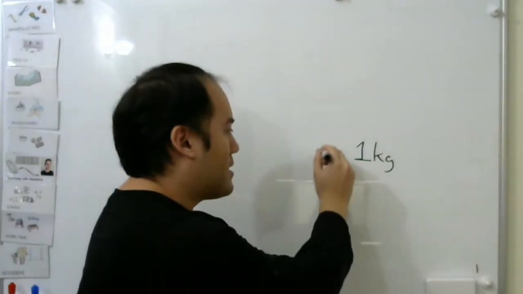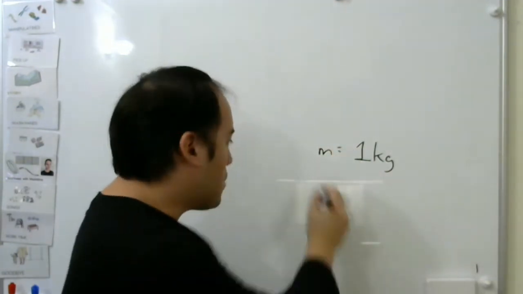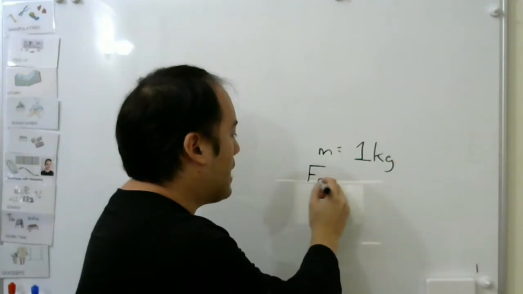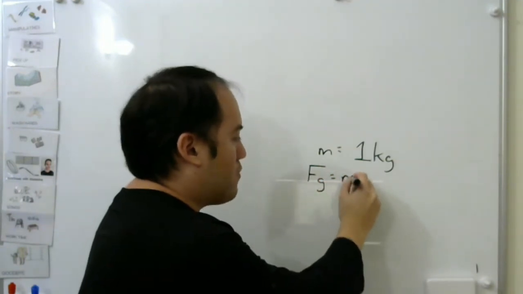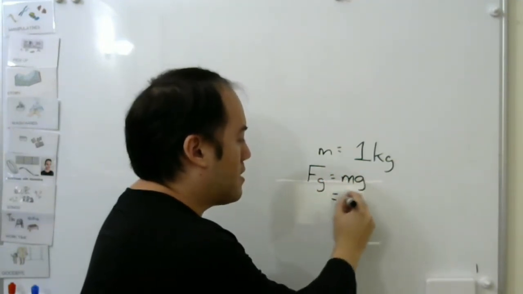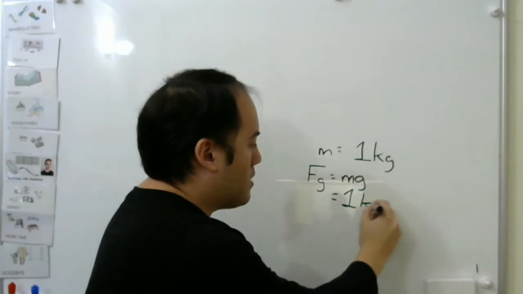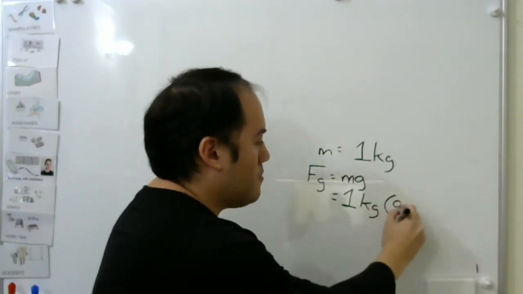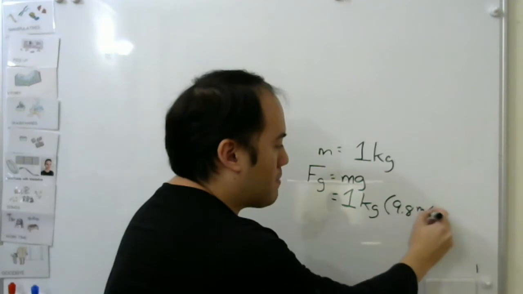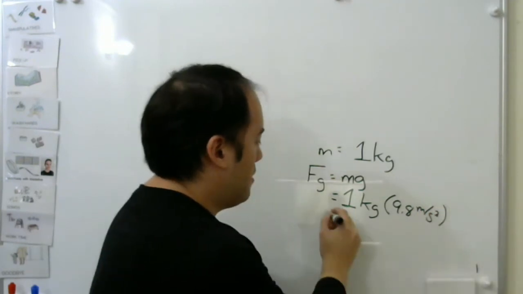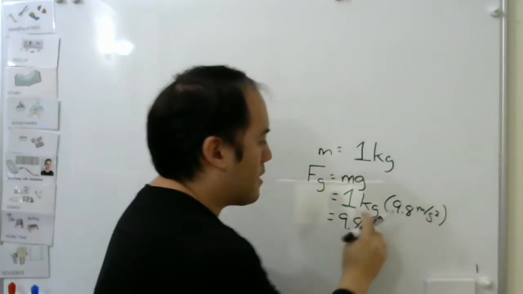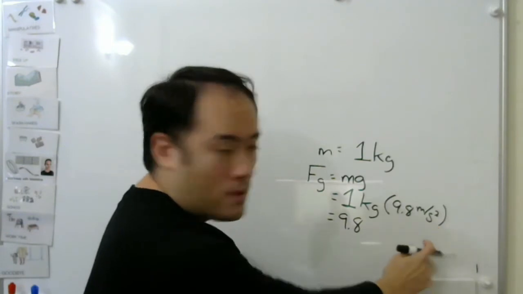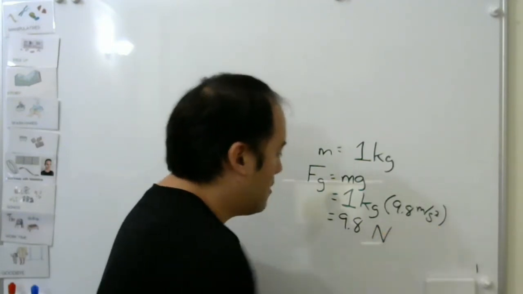This is the mass. If we want the weight, which is also known as the force of gravity, we use this formula, m times g. 1 kilogram times 9.8 meters per second squared is 9.8 kilogram meters per second squared, also known as newtons. Good job, Daisy.